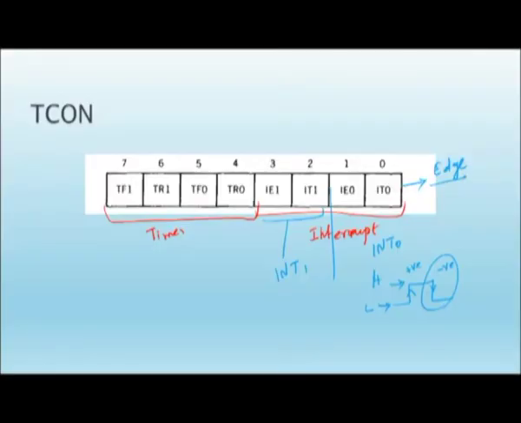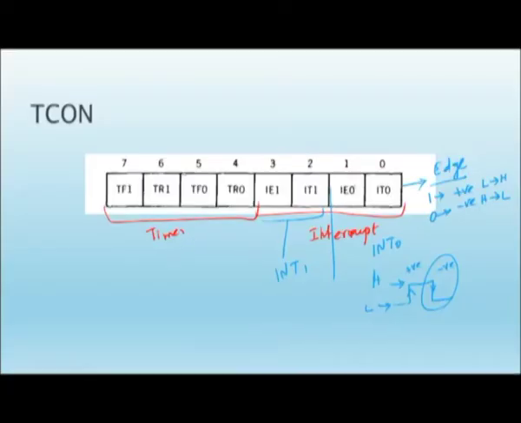So, IT0 is used to indicate the edge triggering, either positive edge triggering or negative edge triggering. When the bit position is 1, it indicates positive edge triggering, with the level changing from low to high. When the bit position is 0, it indicates negative edge triggering, when the level changes from high to low. So, IT0 is used to indicate either positive or negative edge triggering. IE0 is used to activate the external interrupt INT0. The same thing is repeated for INT1.